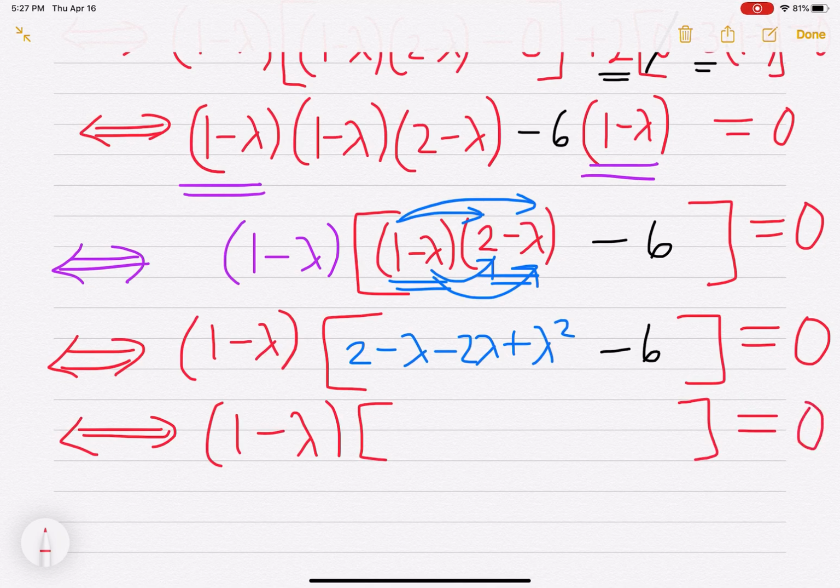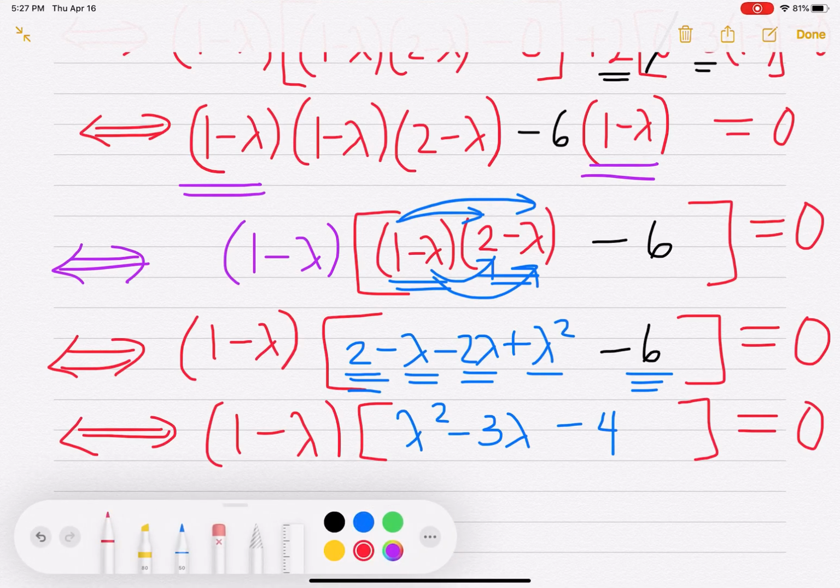We got to clean this up, right? We got lambda squared. Combine the lambdas, you get minus 3 lambda, right? And you combine the constants, and you get 2 and negative 6. 2 and negative 6 is negative 4. All right, so that blue stuff, I think we can probably factor that, right? So let's do another step.